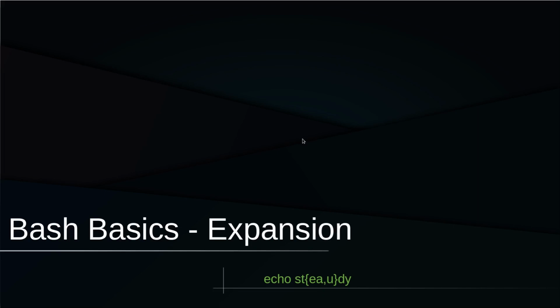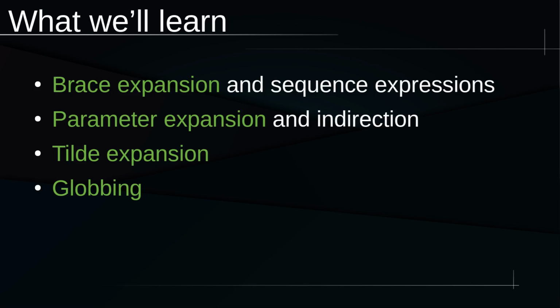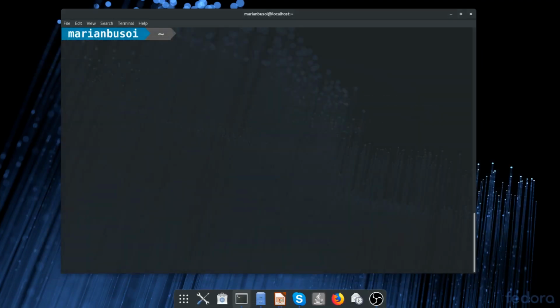Welcome to part 7 of our series on Bash scripting basics, where we'll be discussing expansion. What you'll learn today is brace expansion and sequence expressions, parameter expansion and indirection, tilde expansion, and finally globbing. So let's get going.